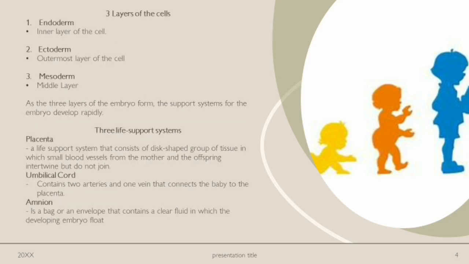So these are the 3 layers of the cell. The first one is the endoderm, which is the inner layer of the cell. The second one is the ectoderm, which is the outermost layer of the cell, and the third one is the mesoderm, which is the middle layer. As the 3 layers of the embryo form, the support system of the embryo will develop rapidly. So there are 3 life support systems. These are the placenta, umbilical cord, and the amnion.